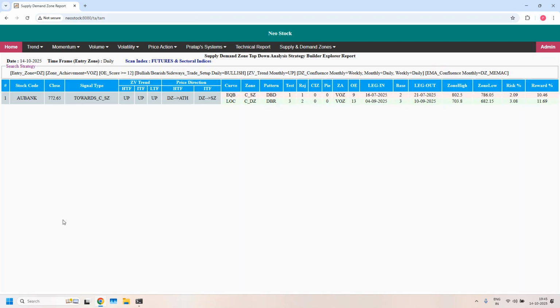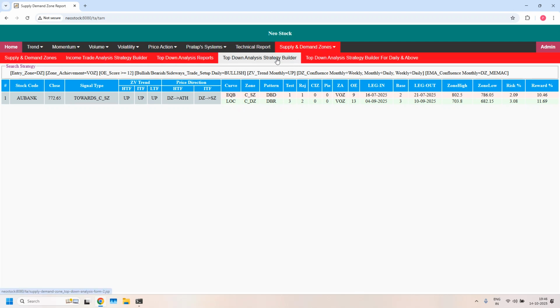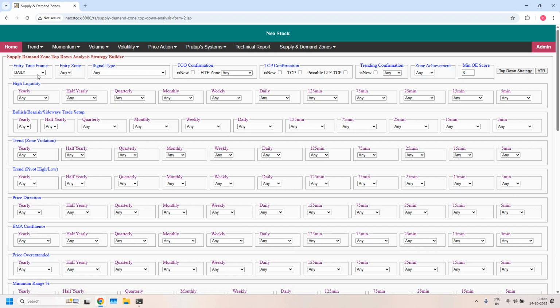Let's filter. So we got one stock. So this daily demand zone has more high probability to get success, provided less than 20 checklist items are satisfied. Otherwise, higher chances of zone violation. So this is bullish trade setup for monthly income trade. Next, bearish trade setup for monthly income trade.